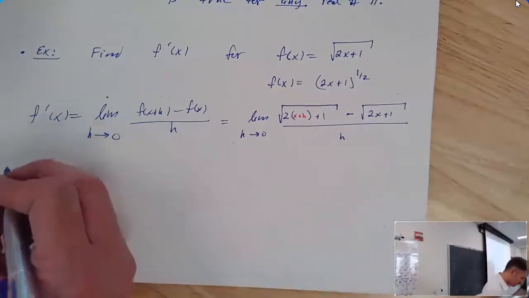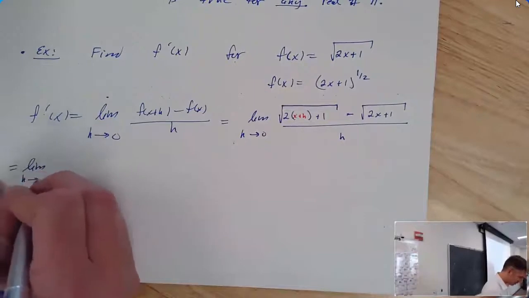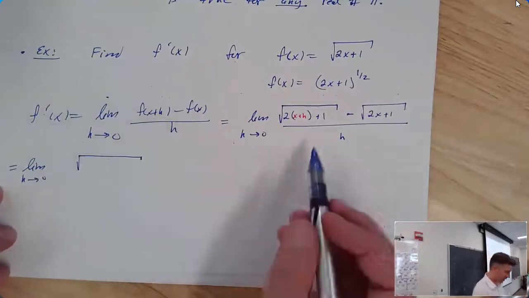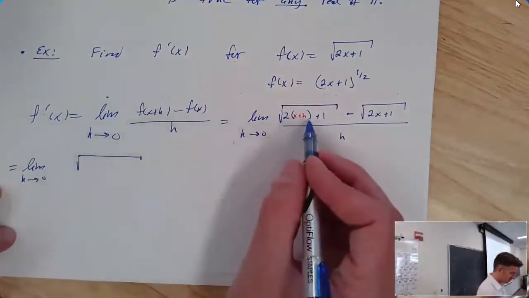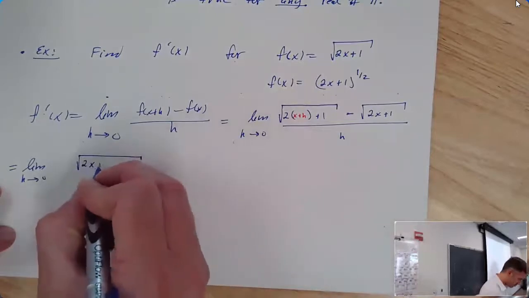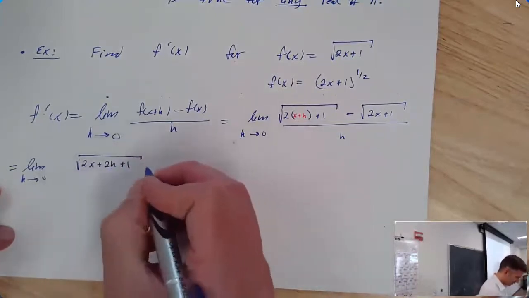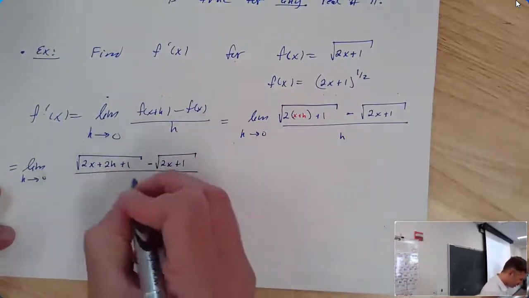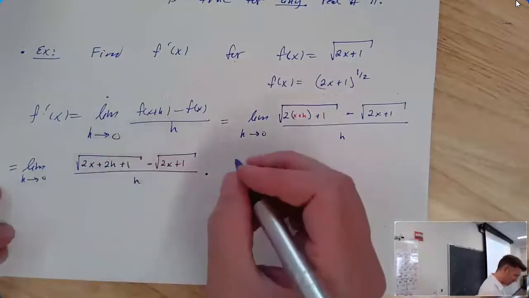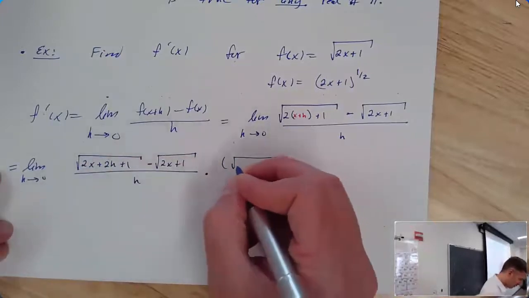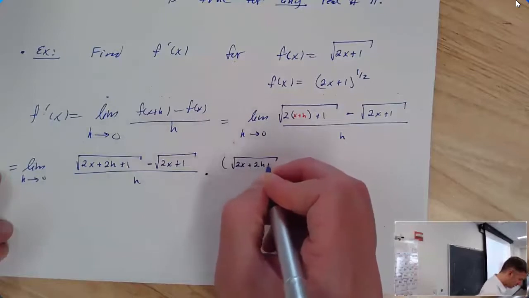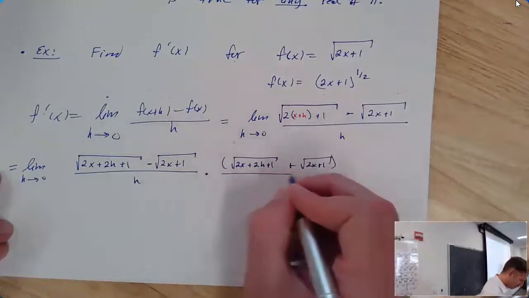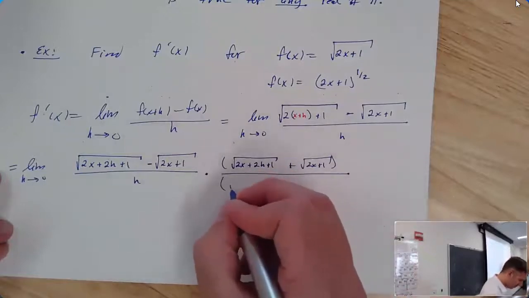So it's going to be equal to the limit as h approaches 0 of the square root of, I might do a very small simplification here and say that's going to be 2x plus 2h plus 1. It's not particularly necessary, but it feels silly not to do. So I've got the same expression and then multiplying by the conjugate of this. So it's going to be times the square root of 2x plus 2h plus 1 plus the square root of 2x plus 1, all divided by the same thing.